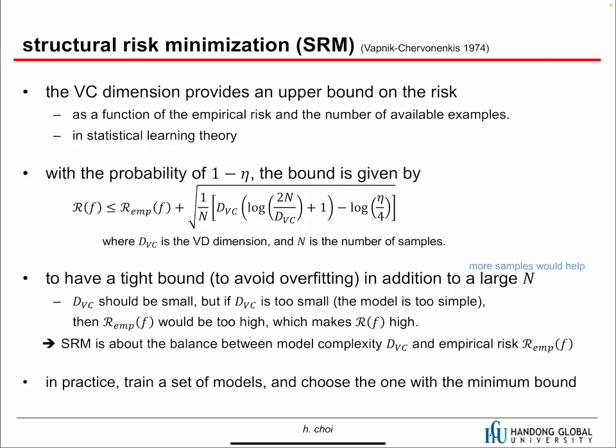And with this VC dimension, we can provide some upper bound of this actual risk. So from statistical learning theory, we can get this upper bound.